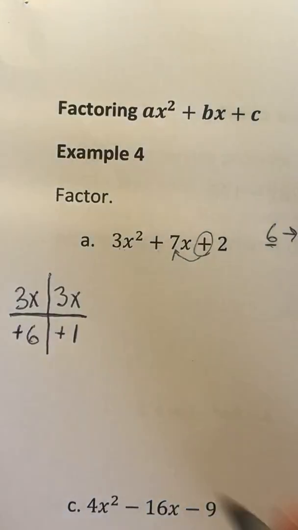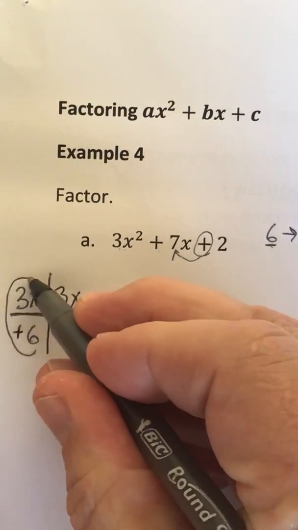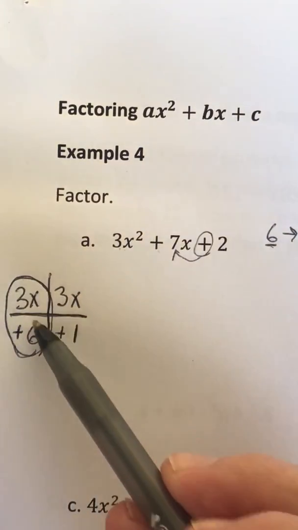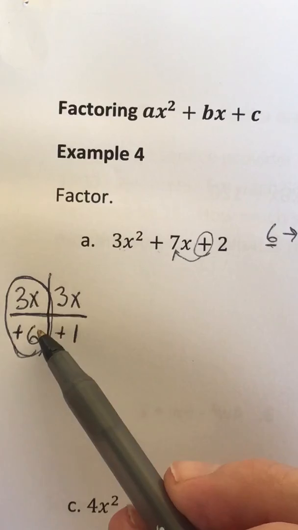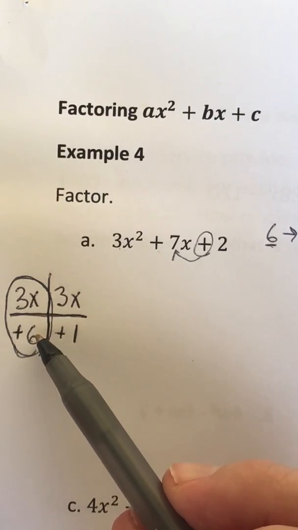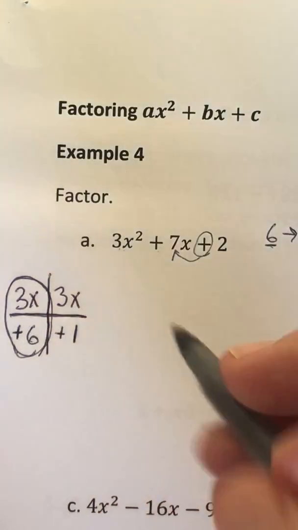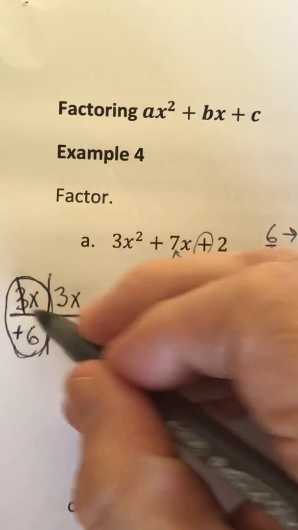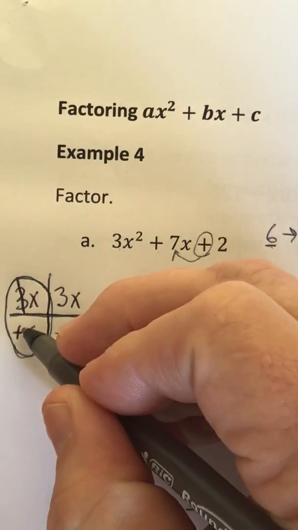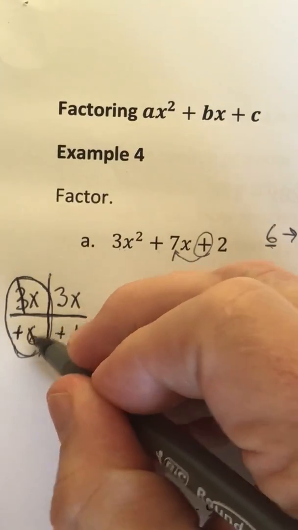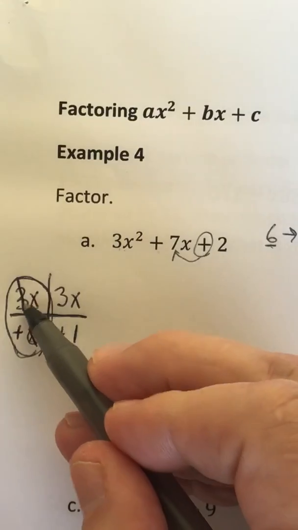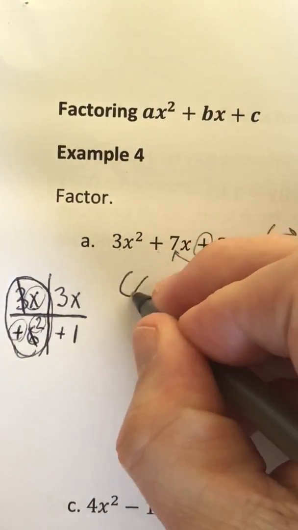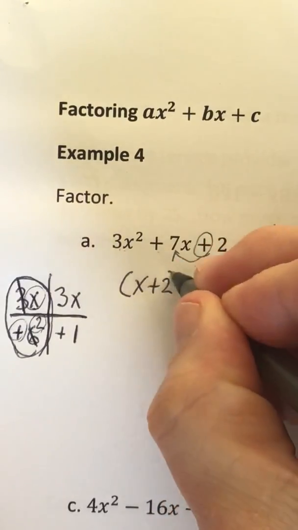All right, now we're going to group these first two together. So up and down in the box, the top and the bottom. So that gives us 3x plus 6. But we're going to see if we can factor anything out of that first. And in this case, we can factor a 3 out. So when we divide the 3 by 3, it becomes a 1. And then we divide the 6 by 3, and that gives us a 2. So what we're left with is x plus 2. So we're going to write that, x plus 2.